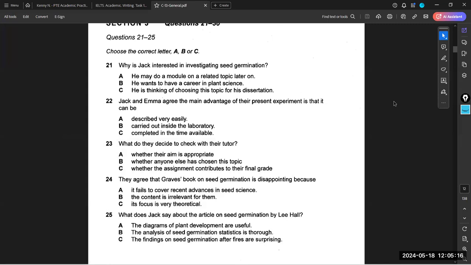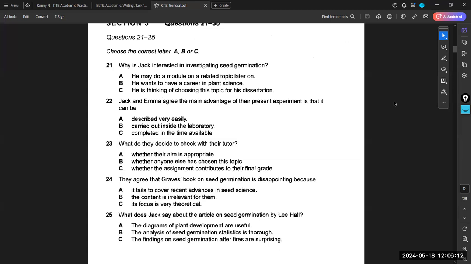You will hear two biology students called Emma and Jack discussing an experiment they are going to do together. First, you have some time to look at questions 21 to 25. Now listen carefully and answer questions 21 to 25.